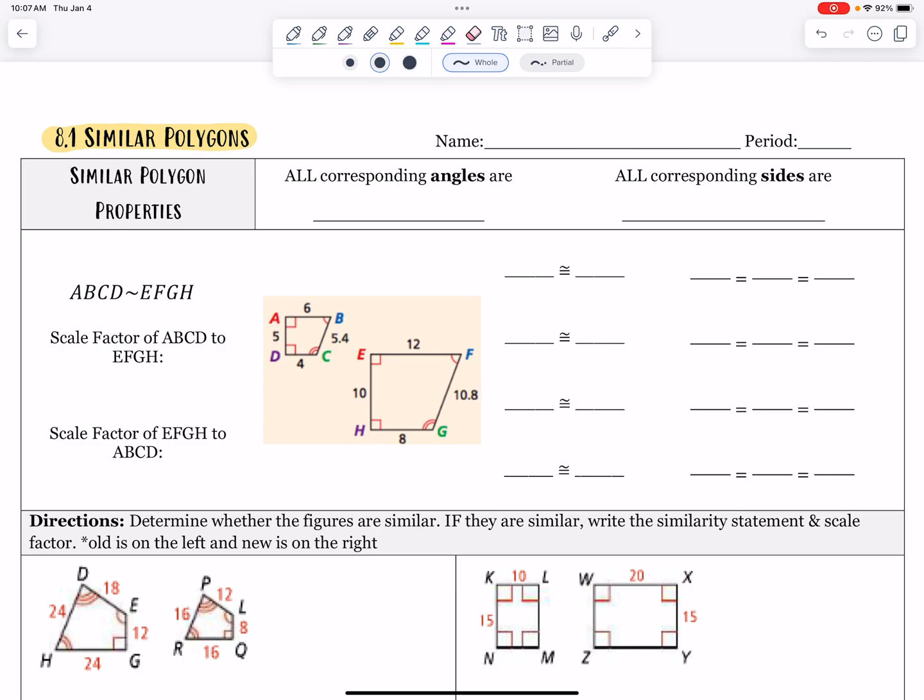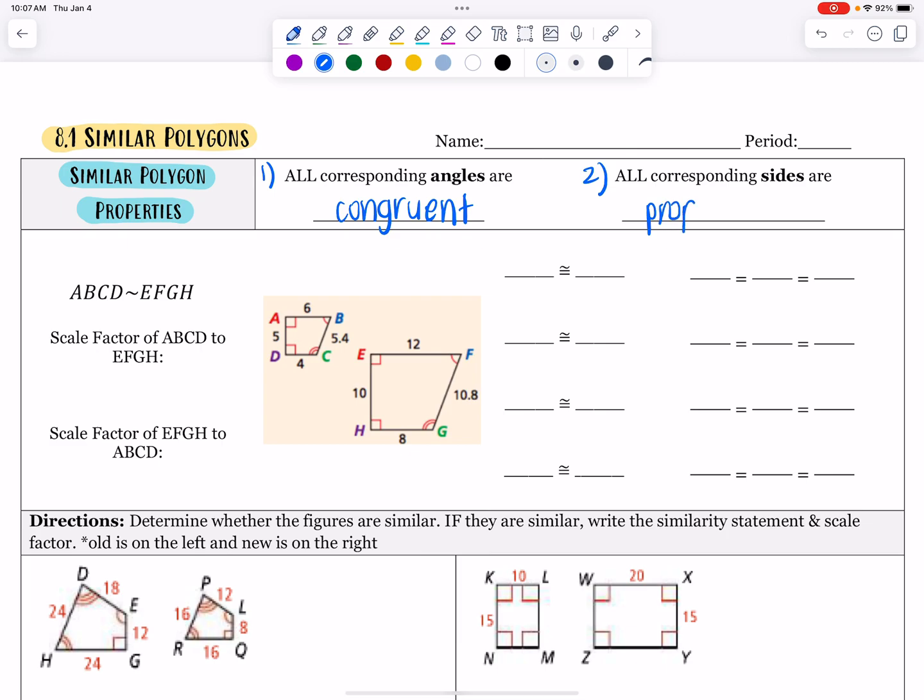So today we're looking at similar polygons, and in class we did a Desmos activity to investigate what similar meant versus what congruence means. The two properties we took away from that are that similar polygons have corresponding angles that are all still going to be congruent to each other, just like they were in congruent polygons. However, the corresponding sides are no longer going to be congruent. Those corresponding sides are going to be proportional to each other.